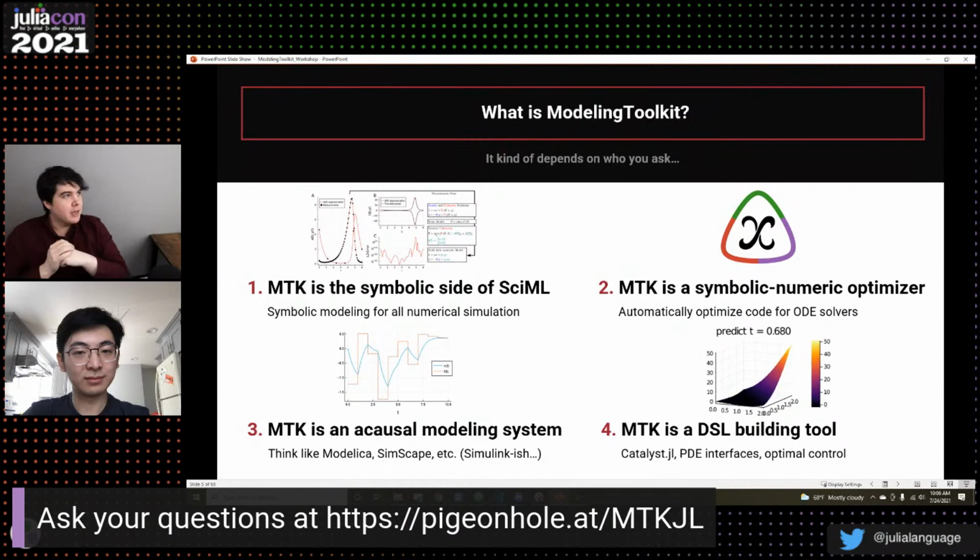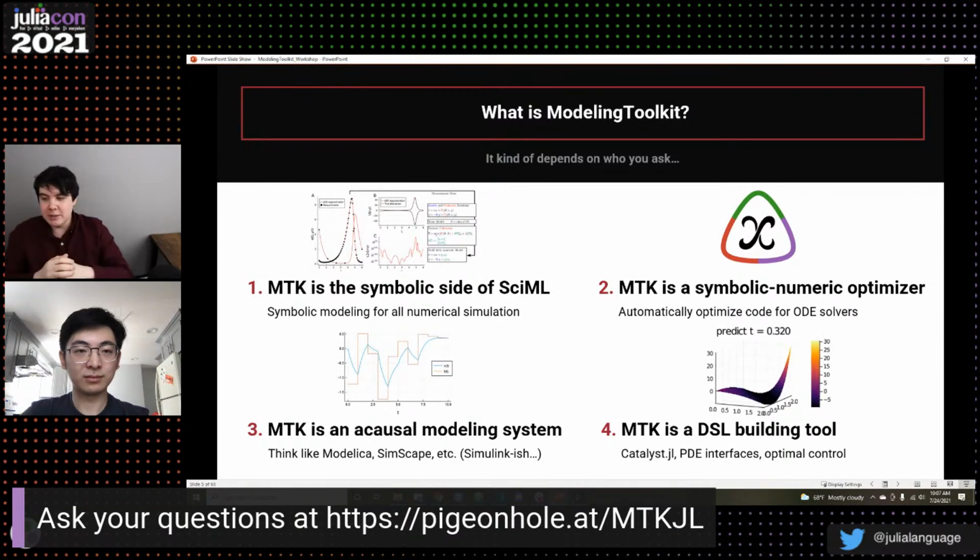One way to define it is that it's the symbolic side of the SciML organization, right? So we have all these numerical tools like DiffEq, Flux, and the differential equation solvers, and Modeling Toolkit is the symbolic part of that. You define your equation symbolically, and then it automatically handles it and turns it into things that are solvable, etc. Right? So that's one way to think about Modeling Toolkit.